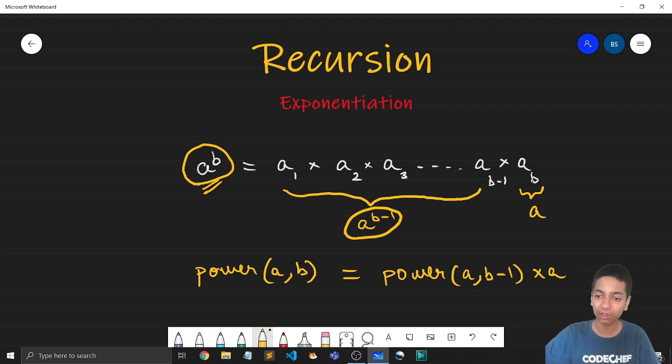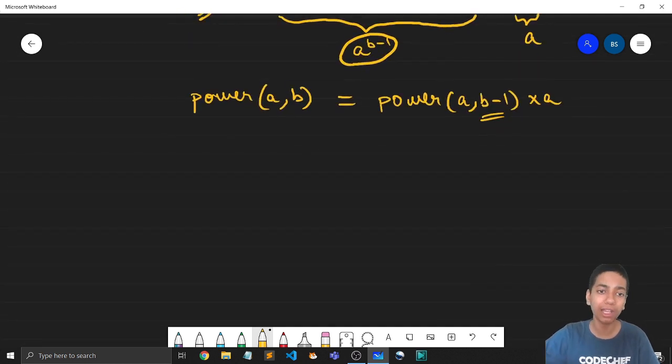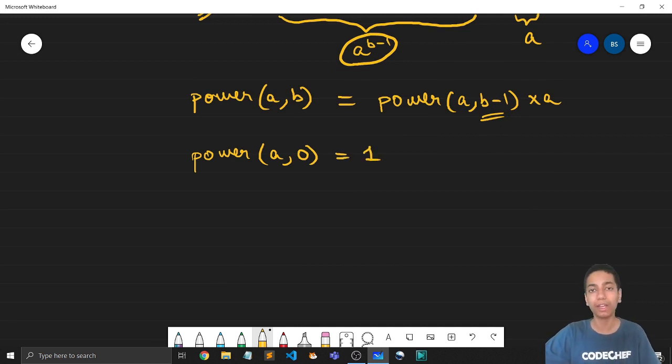Now since we are calling b minus 1, we are always going one step down. So one relevant base case could be to take power of a comma 0 to be 1, right? We all know any number raised to the power 0 is 1. We could have also taken power of a comma 1 to be equal to a. That would have sufficed as well. Notice that we only need one base case over here since we are only calling b minus 1. So no matter where we start from, we'll always converge into this base case, right?